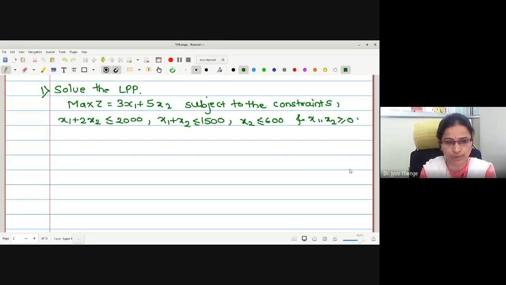Then there are two ways actually to do this. In the first way, we can find out the corner points of the given feasible region and find out the value of the objective function at these corner points, and whichever gives the optimum value, either maximum or minimum, that point will be the required solution.